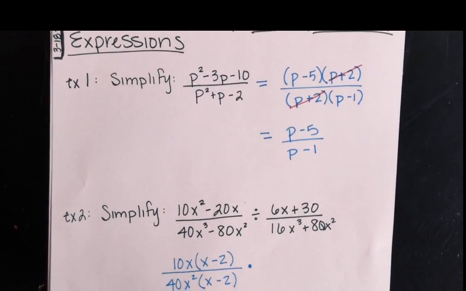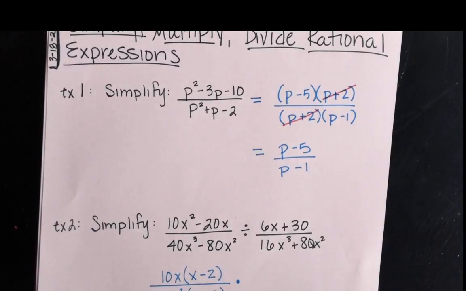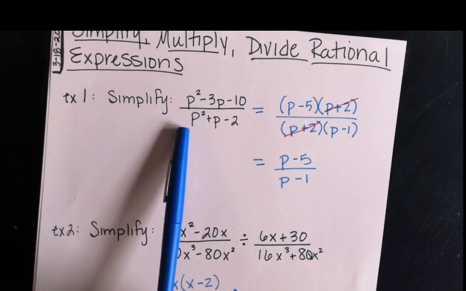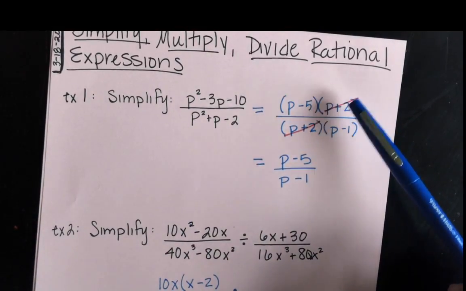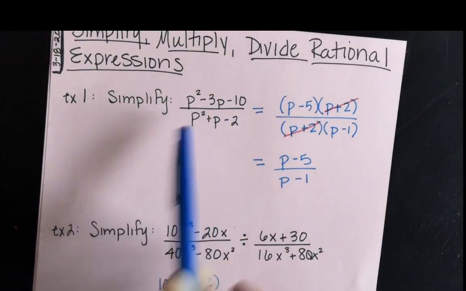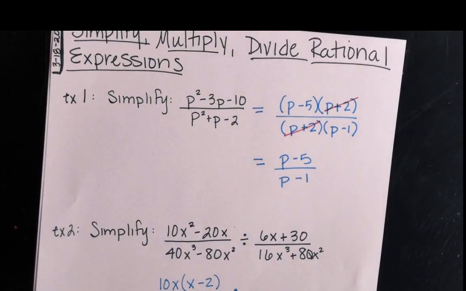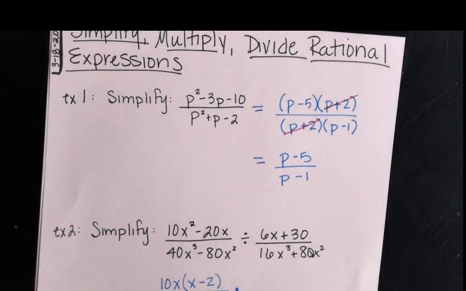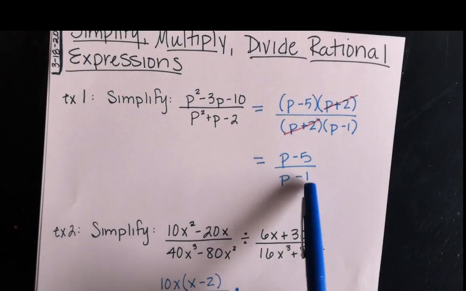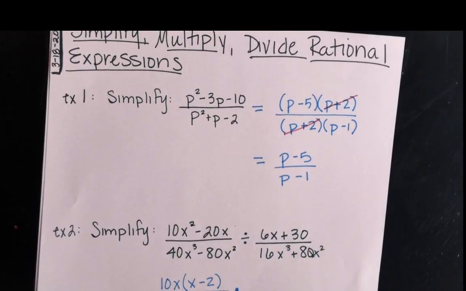I did work out a few, just as a reminder. What we're going to see is when we're just simplifying, again, factor the numerator, factor the denominator, and check to see what cancels. Again, a pretty simple binomial divided by binomial. Then what's left is just p minus 5 over p minus 1.